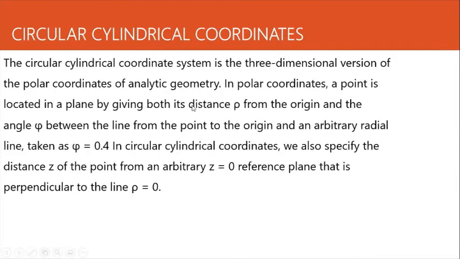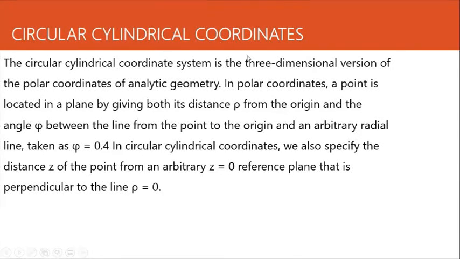Okay, next, we have the circular cylindrical coordinates. Okay, ano naman yung circular cylindrical coordinates? The circular cylindrical coordinate system is the three-dimensional version of the polar coordinates of analytic geometry. In polar coordinates, a point is located in a plane by giving both its distance rho from the origin and the angle between the line from the point to the origin and arbitrary radial line.